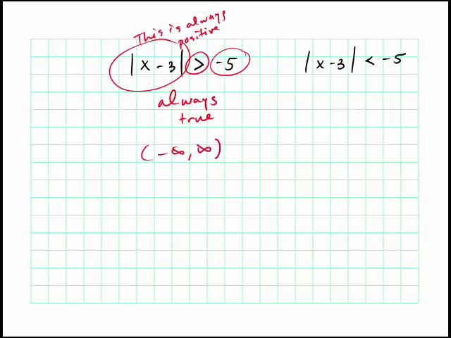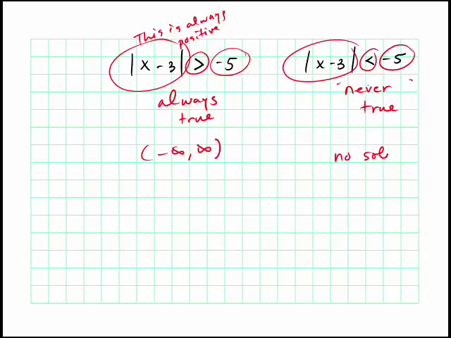Now, compared to this is an absolute value, which is always positive. When will it be less than negative 5? Well, you can't have a positive number less than negative 5. That's never true. And that means no matter what I plug in there for x, there's no answer, and so this has no solution. All right, and that's our first lesson on our absolute value inequalities.